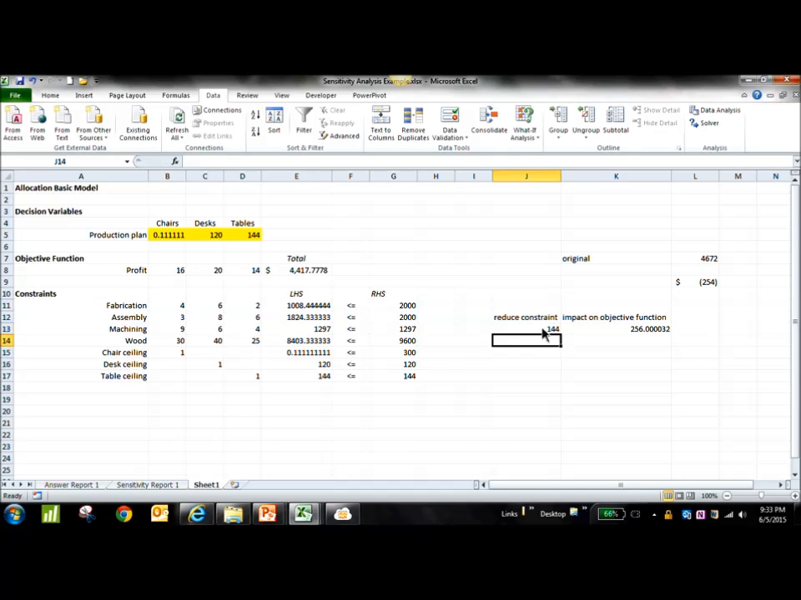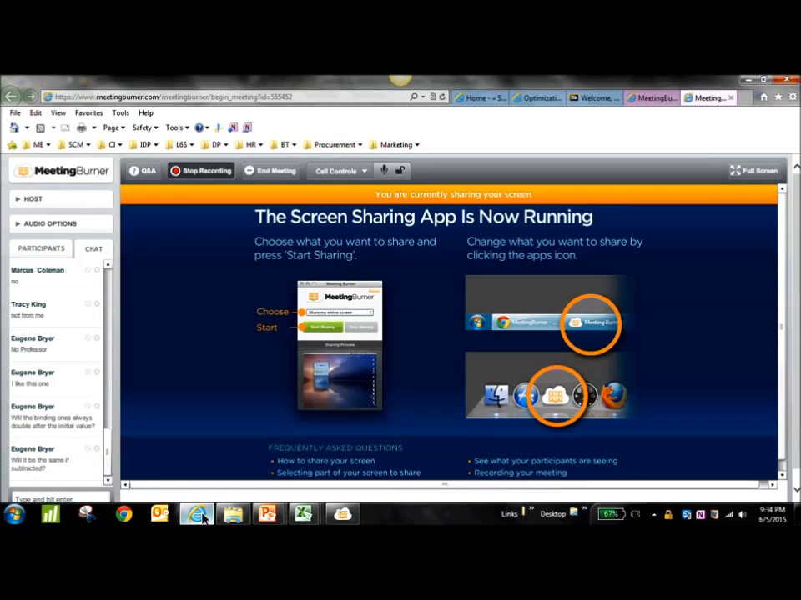If I reduce it by 144, or 142, or 143, it gives me this value that we just got here. And that's exactly what we did. We reduced it by 143 from 1440 to 1297, and it changed from the original to this value, which is a difference of 254, which you could find easily by taking the shadow price times the amount of value that you changed. Does that make sense? Let me see if there are any questions.